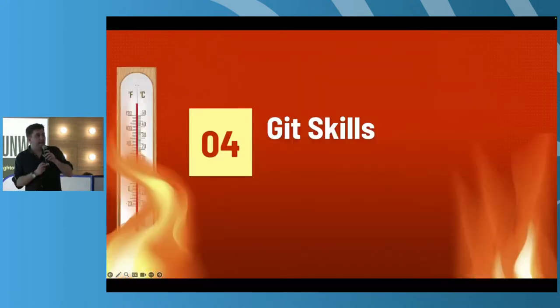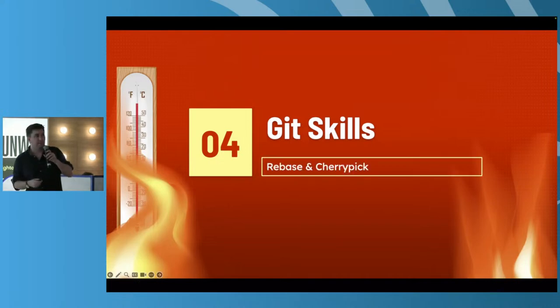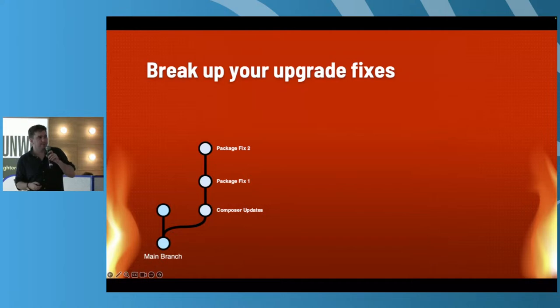And along the way as well is having a few Git skills, mainly rebase and cherry pick. They're not really too advanced, but not everyone's aware of how to use them. So for instance, say this is our upgrade branch we've created, and the first commit has got all our Composer changes. Then we've got things we needed to fix along the way.